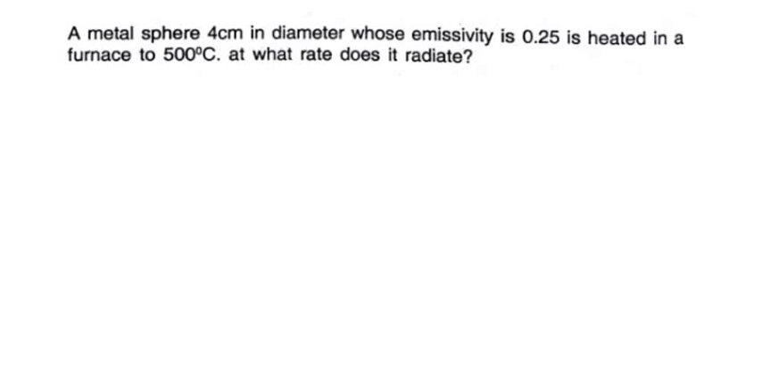This is a question that was asked in the university examination held last year in 2019 November. It was a 3-mark question. It asks: a metal sphere 4 centimeter in diameter, whose emissivity is 0.25, is heated in a furnace to 500 degrees Celsius. At what rate does it radiate?